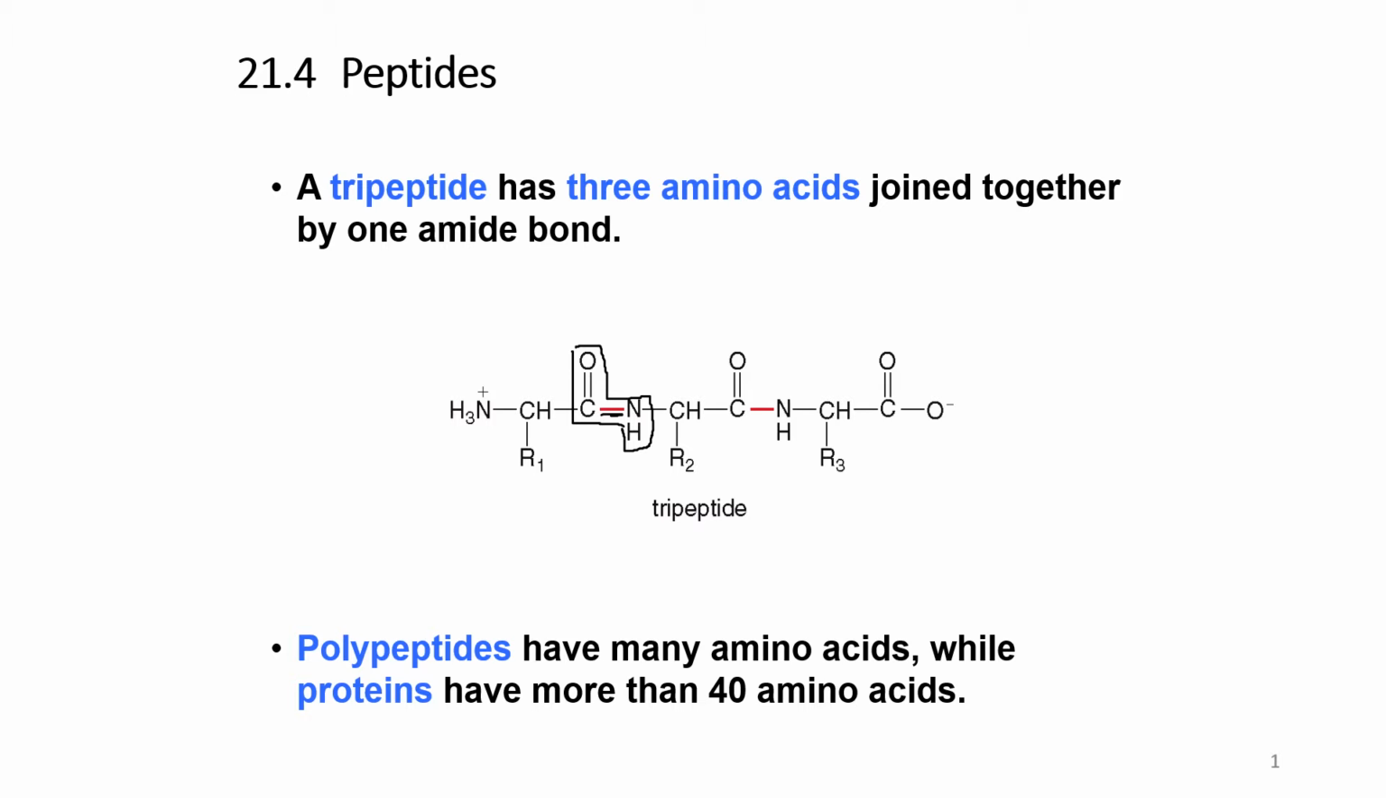So we can classify peptides by the number of amino acids. We've used the prefix tri to indicate we have 3 amino acids in this peptide. Polypeptides have many amino acids, but we could have a dipeptide, meaning 2. We could have a tetrapeptide, in which we have 4 amino acids. Once we get above 10, we generally call those oligopeptides, and greater than 20, maybe 20 to 40, polypeptides. Proteins, however, will have more than 40 amino acids in them, and that is necessary for them to form their structures properly.